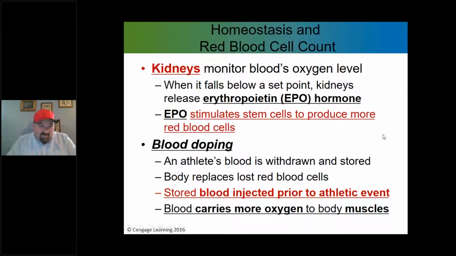Folks, they were doing this in hotel rooms, which, think about how unsanitary a hotel room could be, even a high-level hotel, and then doing blood transfusions prior to the event. And think about this for a moment.